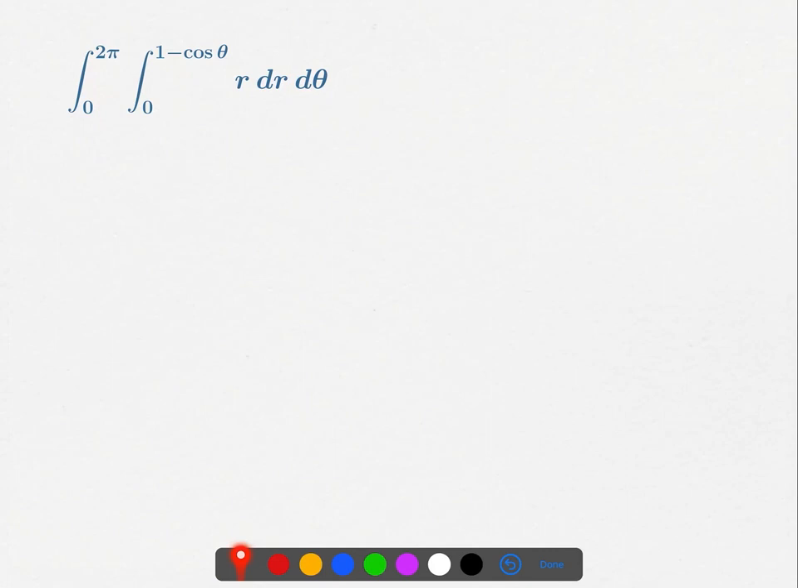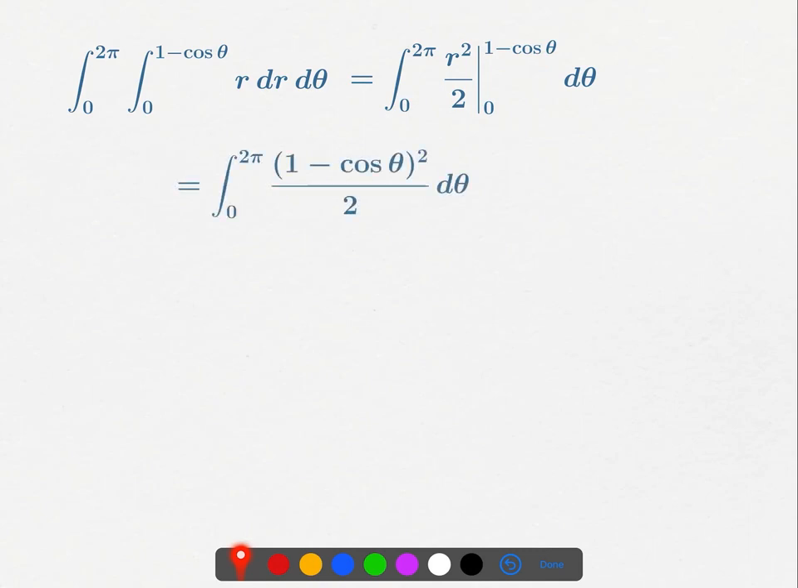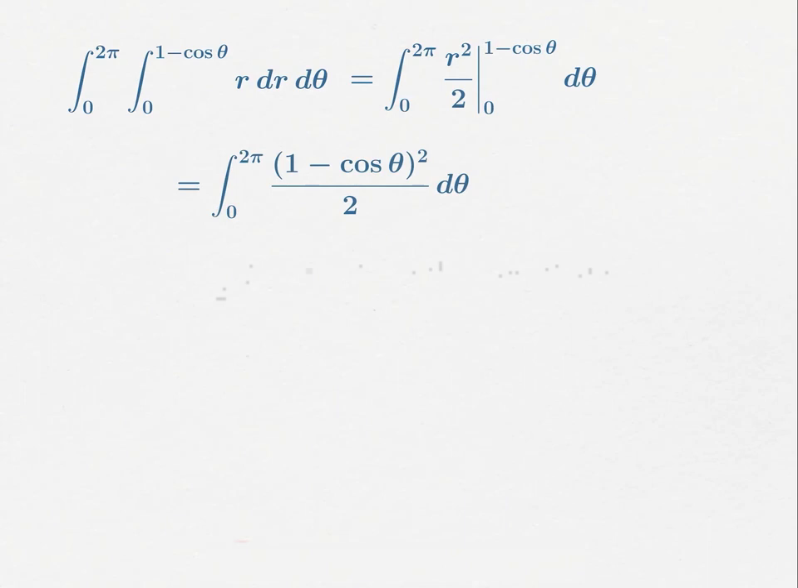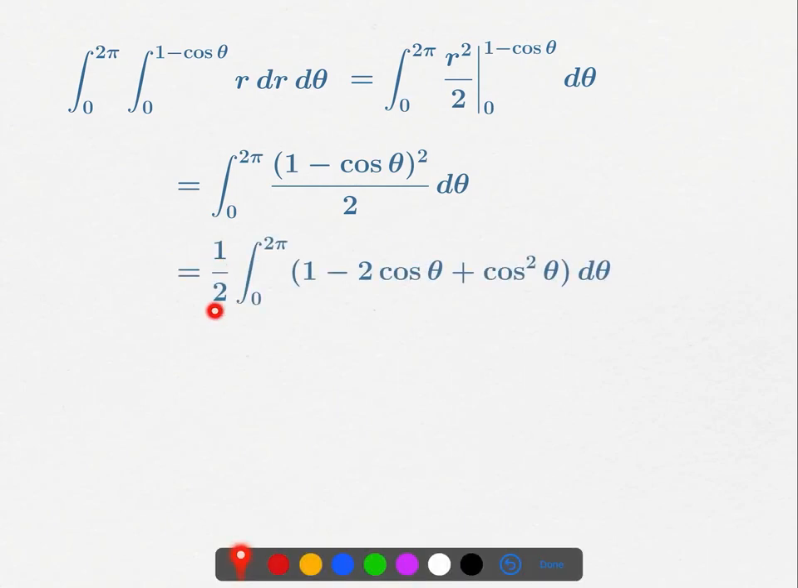The integral of r will be r squared over 2. We want to evaluate that from r equals 0 to 1 minus cosine of theta. Of course, at 0 we'll have 0, but we need to square the 1 minus cosine of theta. And I'll just go ahead and multiply that out, 1 minus cosine of theta squared, and it's over 2 again. So we're going to get the 1/2 coming from this 2. And then when I square this out, I get 1 minus 2 cosine of theta plus cosine squared theta.